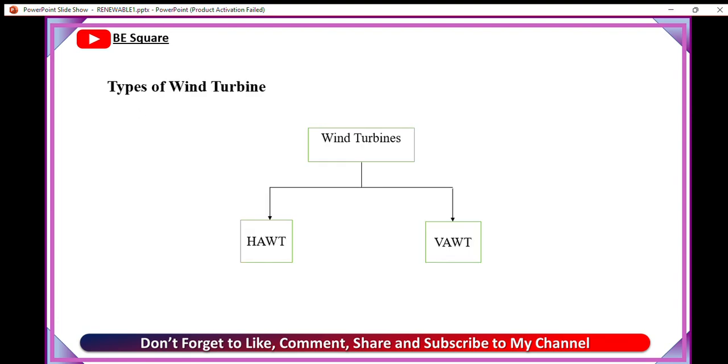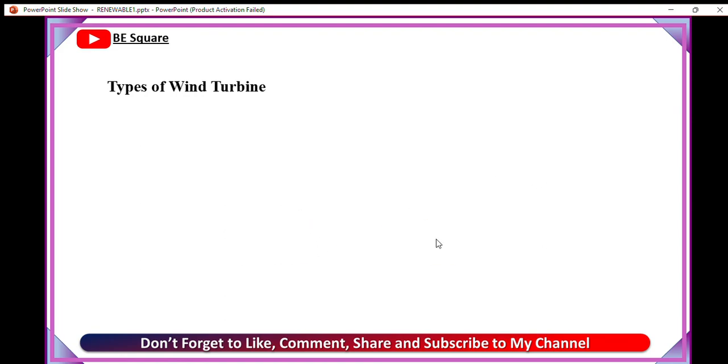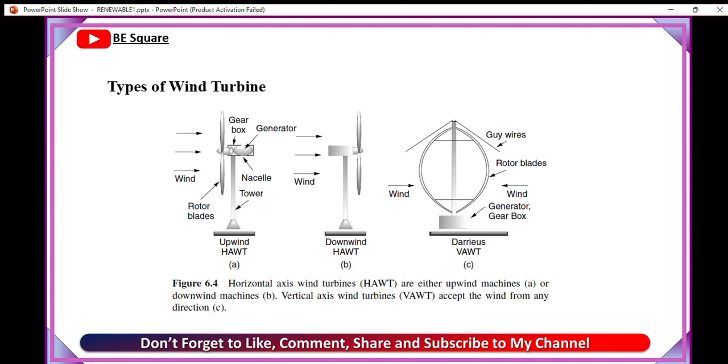The first topic is types of wind turbine. There are basically two types of wind turbine: horizontal axis wind turbine and vertical axis wind turbine. Let's study each one by one. Here is the pictorial representation of the horizontal axis and vertical axis wind turbine. Horizontal axis wind turbine has two other types, upwind turbine and downwind turbine. But vertical axis wind turbine doesn't have any further types.